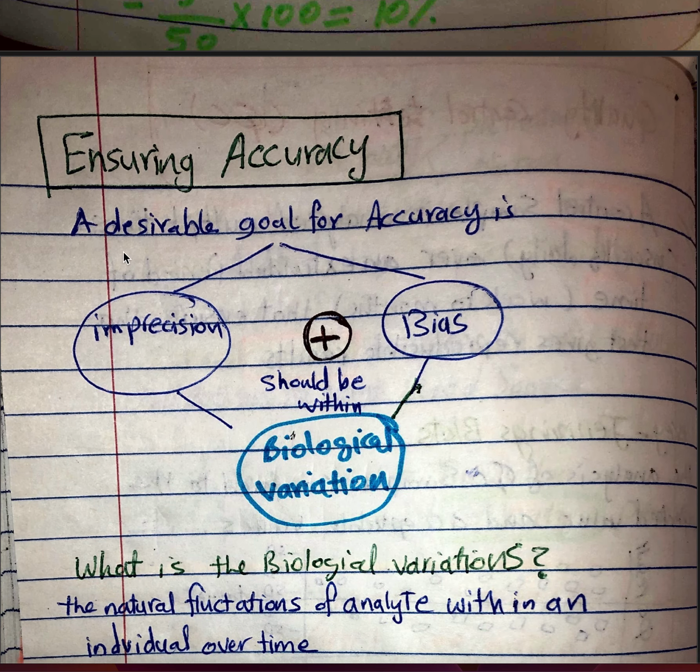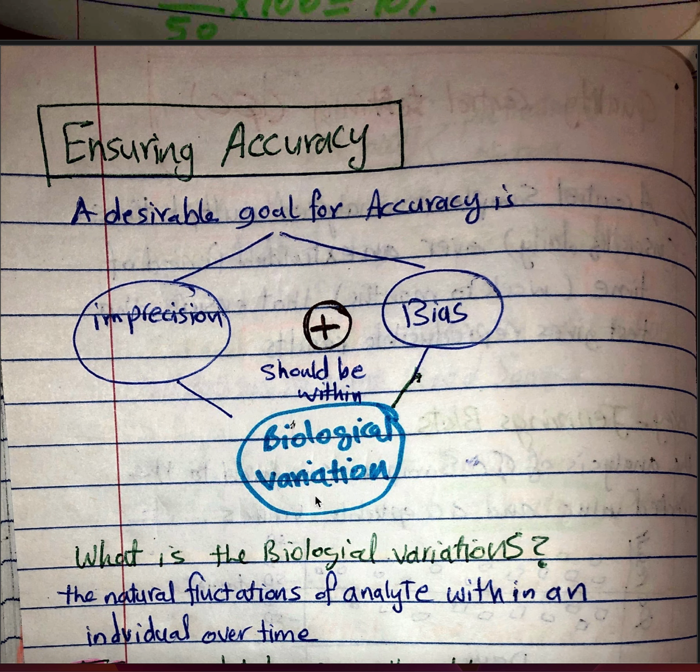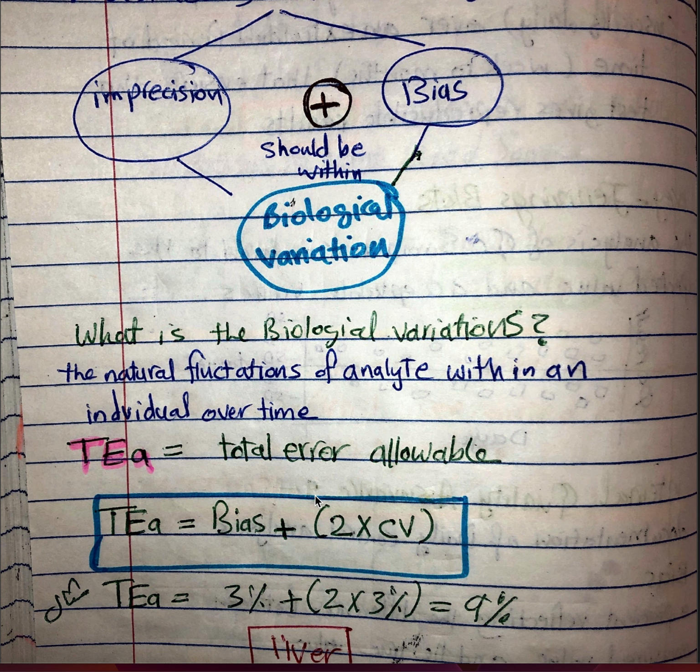Ensuring accuracy is a desirable goal, where imprecision or bias is caused by biological variation. So what is biological variation? It is the natural fluctuation of the analyte within an individual over time. Sometimes the value of the analyte is not constant and changes over time, and that is exactly what we call biological variation.